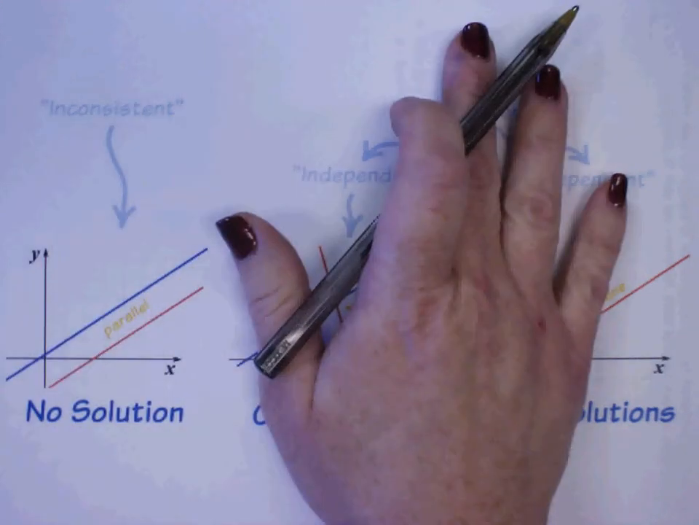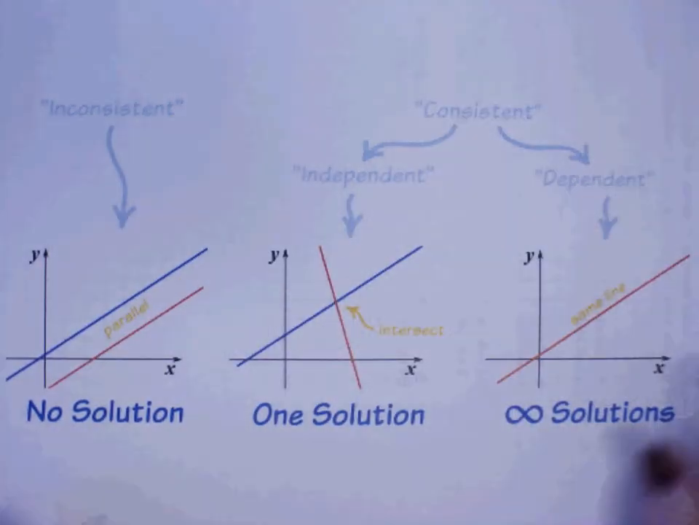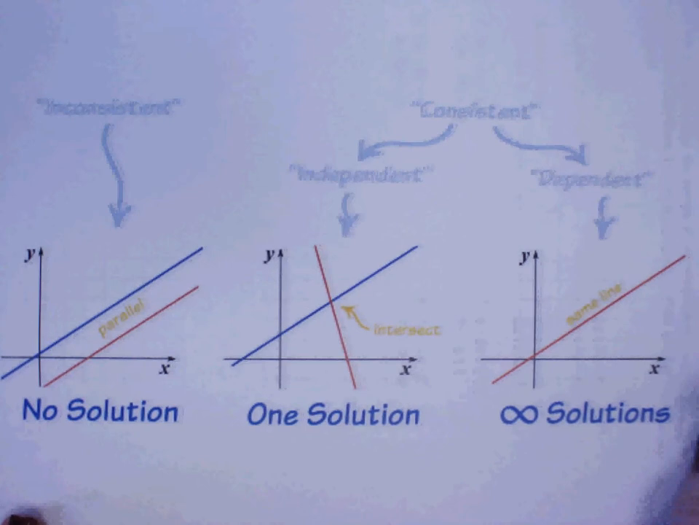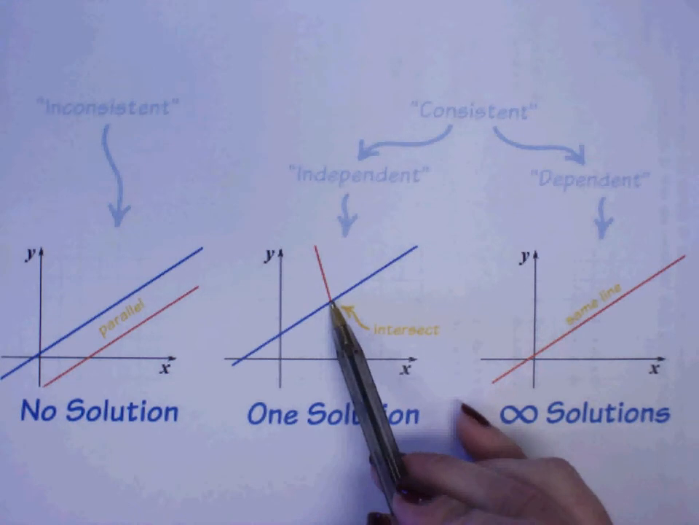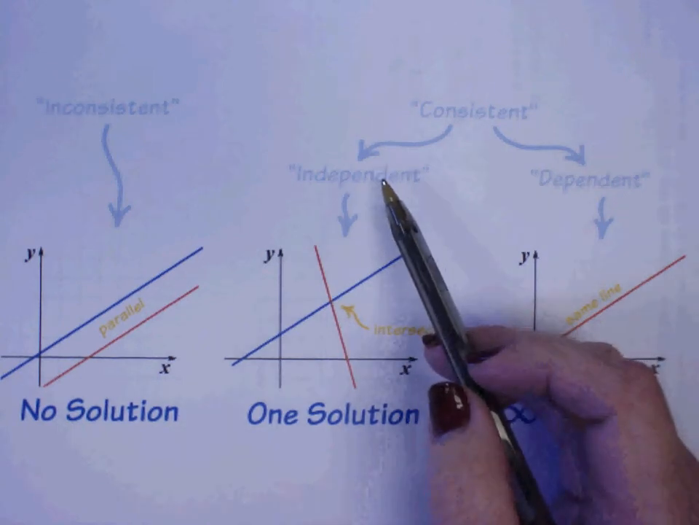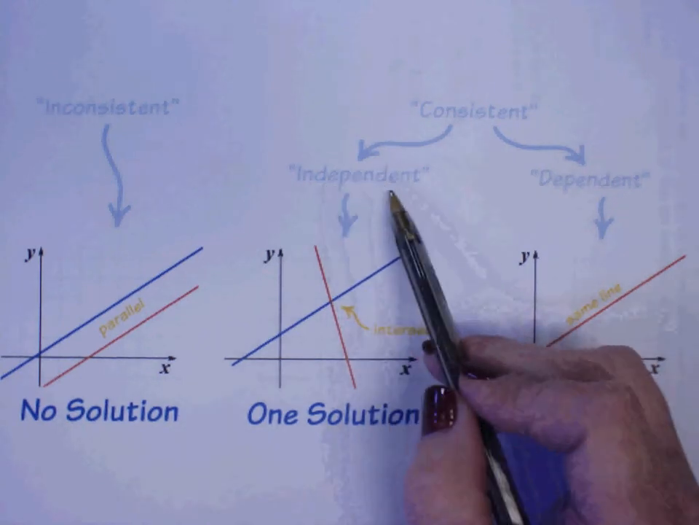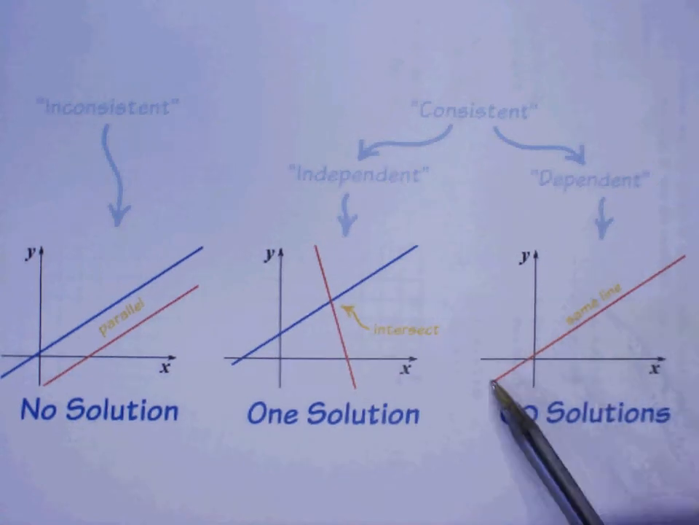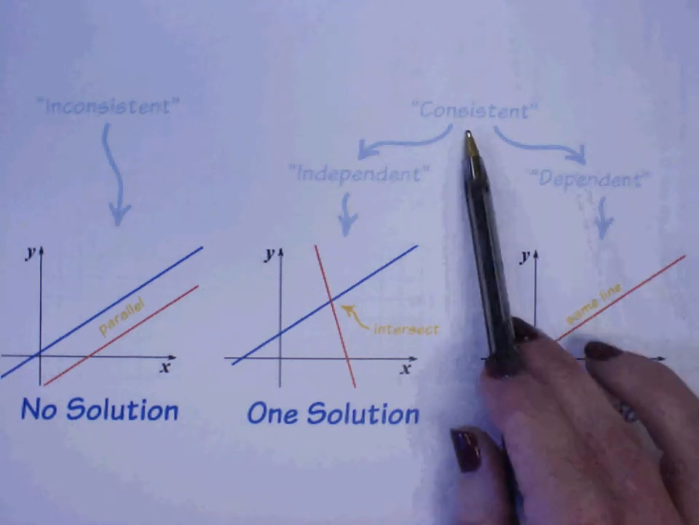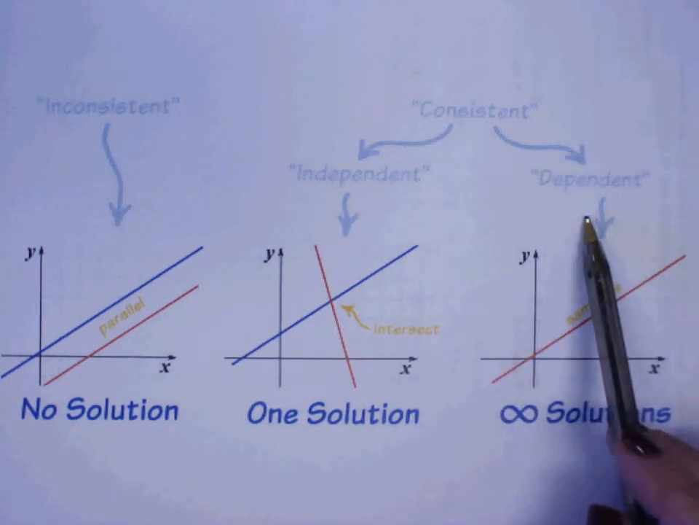And you don't need to worry about this. I will give you a little cheat sheet with this in it. If it has one solution, which means they intersect, those would be perpendicular lines or any other lines that do not have the same slope, the system is considered consistent and independent. But if it's exactly the same line, then the system is consistent but dependent.